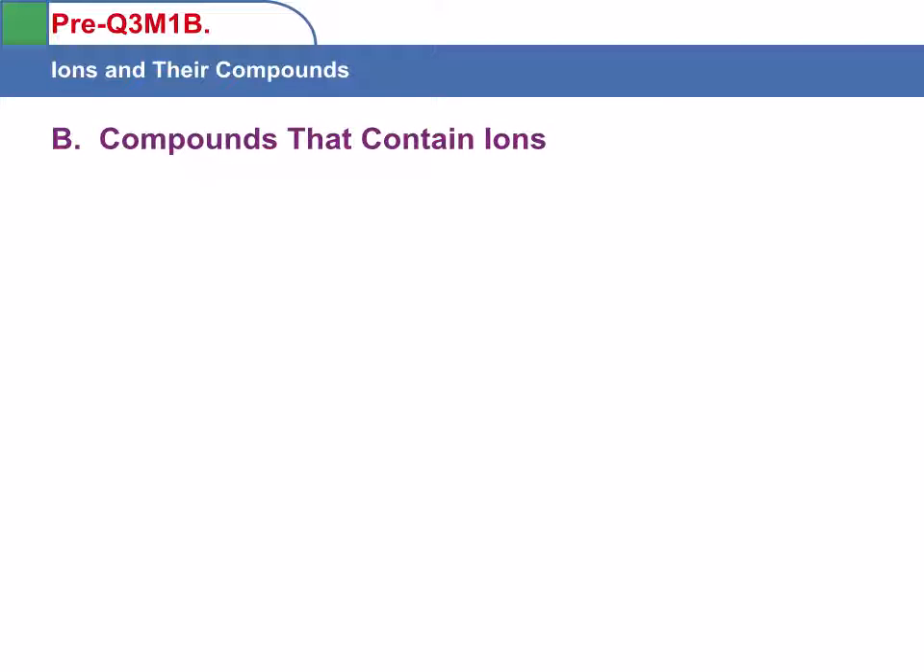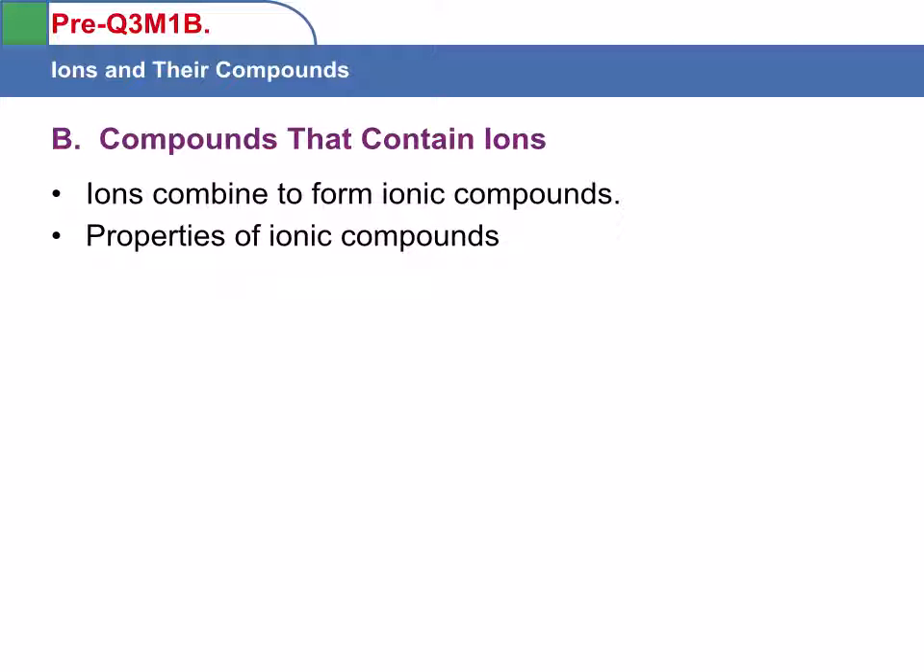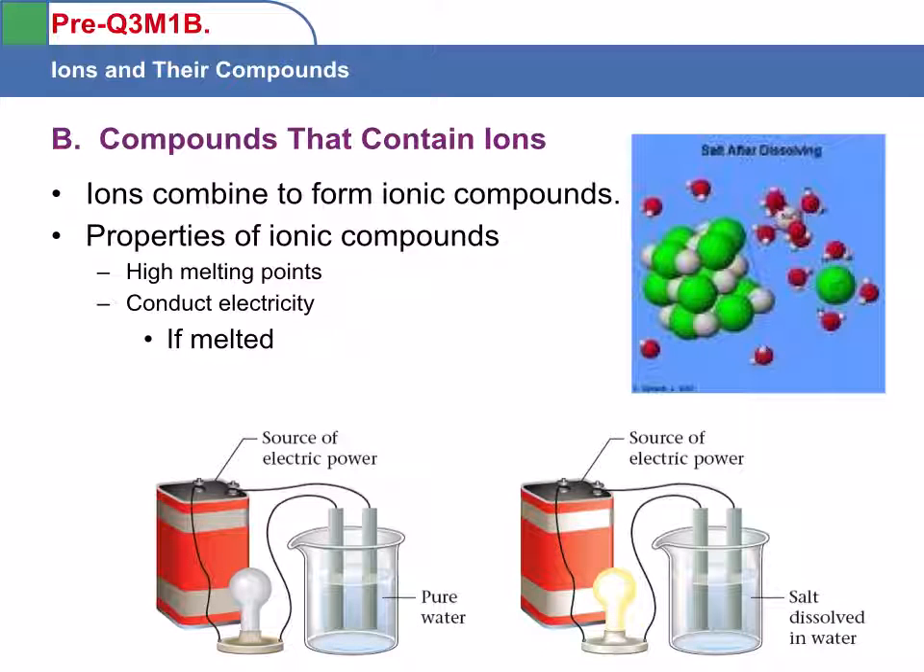Alright, compounds that contain ions. Ions combine, and they create ionic compounds. The following are the properties of ionic compounds. That means you have a metal and a non-metal joined together. They have a high melting point, so it has to be really hot to melt them. They conduct electricity if they're melted. So like salt, melted salt will conduct electricity. And these are just diagrams here. So if you dissolve salt in water, then it can conduct electricity.